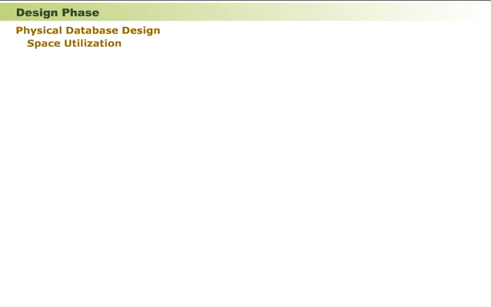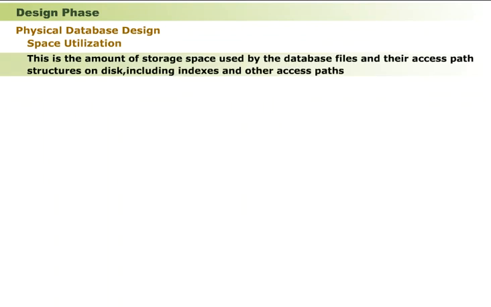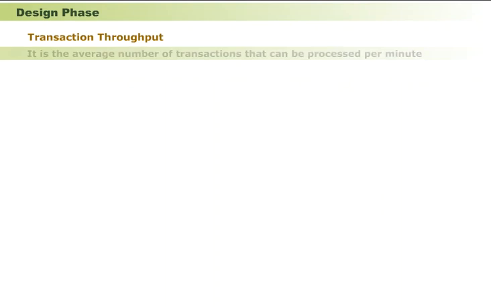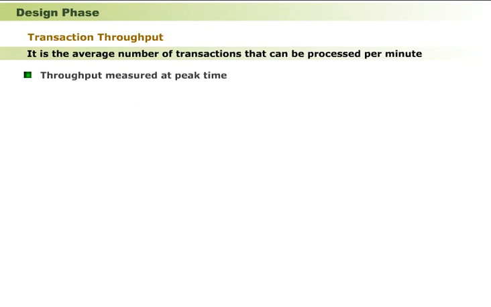Space utilization. This is the amount of storage space used by the database files and their access path structures on disk, including indexes and other access paths. Transaction throughput. This is the average number of transactions that can be processed per minute. Transaction throughput must be measured under peak conditions on the system.